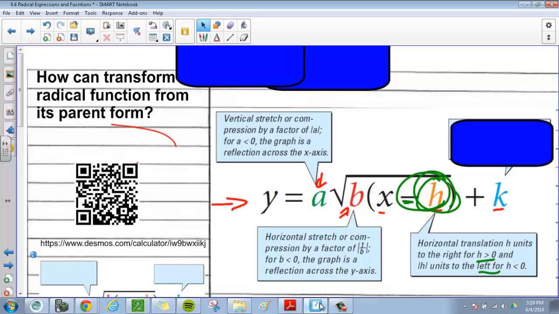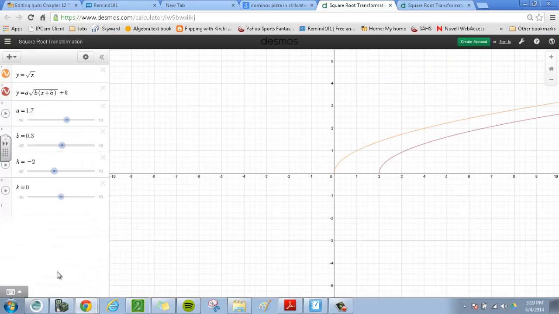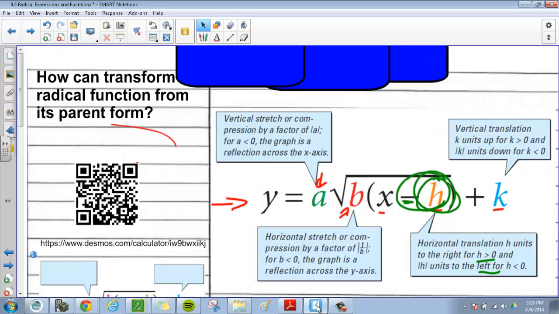Okay? And lastly, let's figure out what this k does. We'll play around with this k a little bit. Oh, look at what the k does. It goes up and down, up and down. So when k is positive, it goes up, and when k is negative, it goes down. Positive up, negative down. Okay, let's put that in there. This is what I have in this bubble: a vertical translation, which is moving up and down or moving around, of k units up for k greater than 0, and down when k is less than 0. So that's what k does.